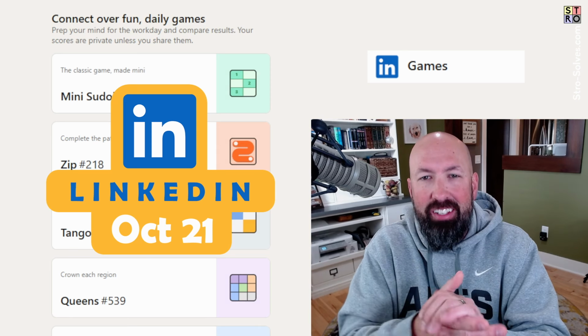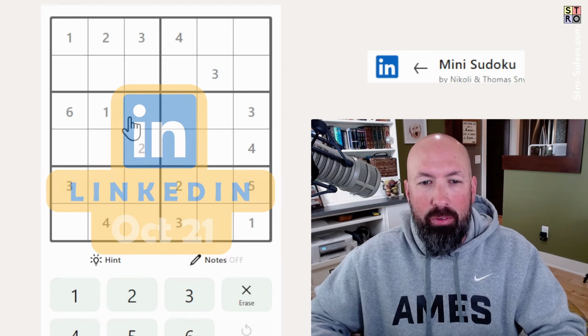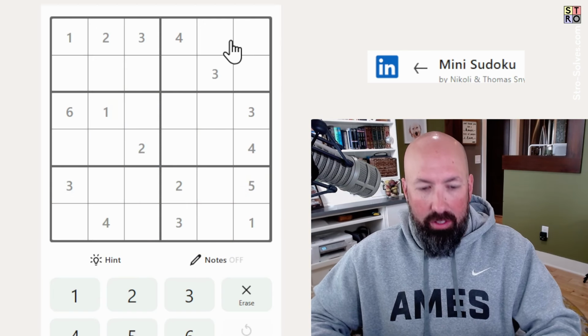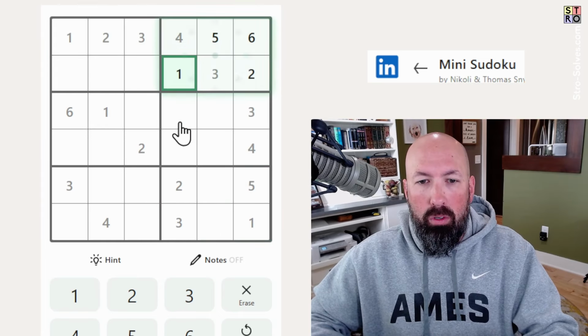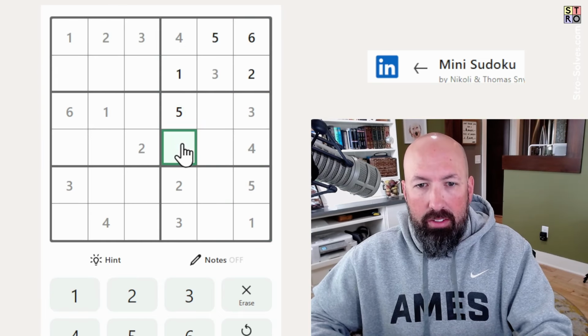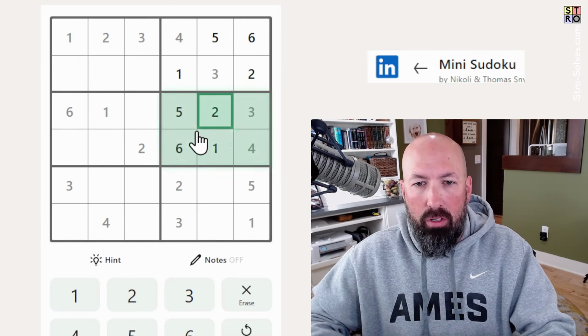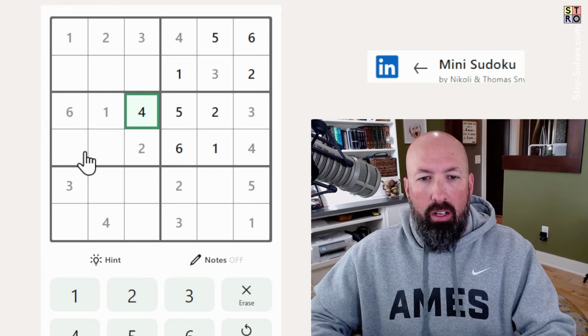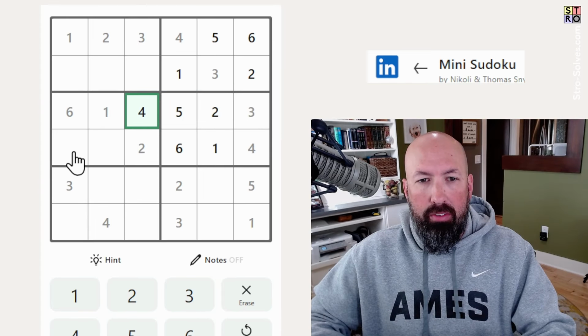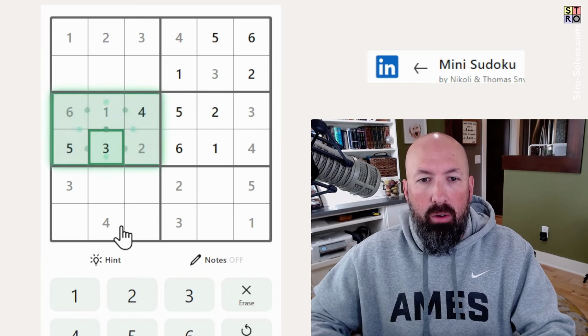All right, let's see how the LinkedIn games go on a Tuesday, starting with the mini Sudoku. Well, this has to be the 5 and the 6 and the 2 and the 1, and then this is the 5 and the 6 for the column, and then the 1 and the 2 for the column, and then we need a 4 for the row. And these have to be 5 and 3, which have to be in that order.